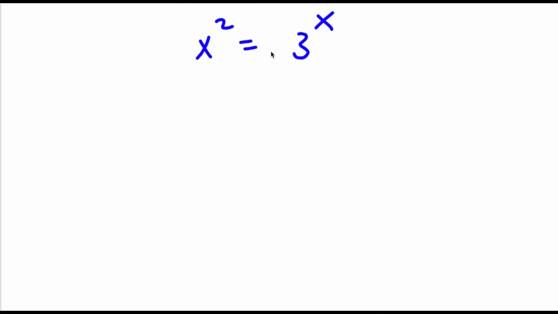So we have x squared is equal to 3 to the power of x. Now what I'm first going to do is I'm going to take the natural log, which is ln, on both sides. So now I have ln x squared is equal to ln 3 to the power of x.